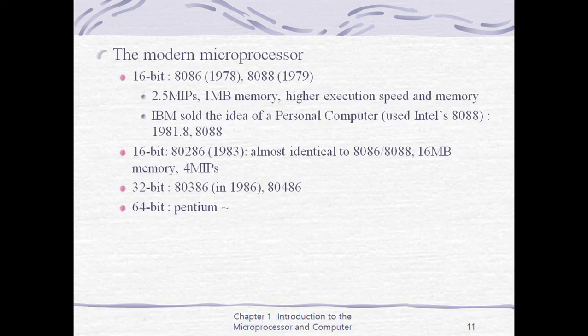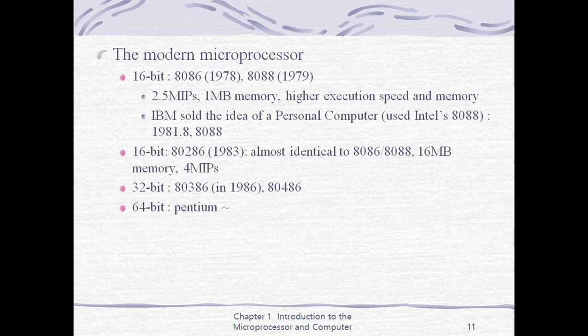In the modern microprocessors, Intel introduced the 8086 microprocessor in 1978, and then 1 year after, 8088, which is again a 16-bit microprocessor. So this microprocessor had a speed of 2.5 million instructions per second. The speed, of course, improved as compared to the previous microprocessors.